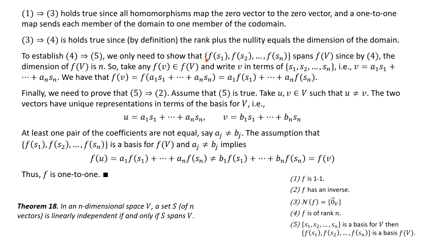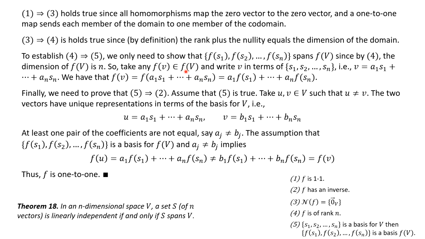So we only need to show that this set here spans F of V, since by 4 the dimension of F of V is n, and by theorem 18 in an n-dimensional vector space, a set of n vectors is linearly independent if and only if it spans. So if we show it's spanning, then we get linear independence, and that gives us that we have a basis.